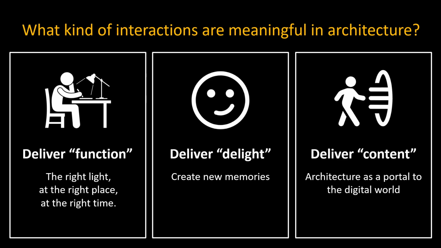Well, we can deliver function, which is the right light at the right place at the right time. Or we could deliver delight, which is consciously trying to create new memories and battle that sort of compression of memories that we all experience when we do things repetitively. Or we can deliver content. We can treat architecture as a portal to the digital world and provide ambient communications and other forms of interactivity with data sets.